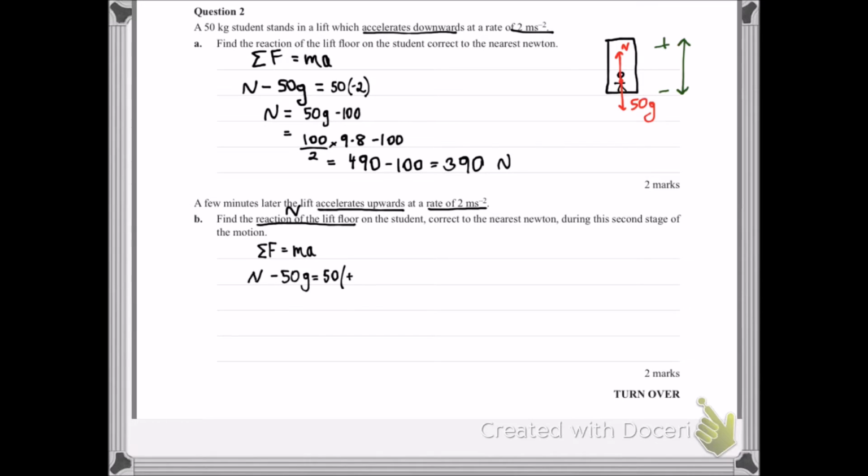Now the next question, now the lift is accelerating upwards, okay, at a rate of 2 meters per second squared. So again, we're finding the normal reaction force of the lift floor on the student during the second stage of the motion. So use Newton's second law, sum of all forces is equal to mass times acceleration. This time accelerating upwards, so it must have a positive 2 for the acceleration, and we can solve for N. And there's a little multiplication strategy, and we get 490 plus 100, 590 newtons.